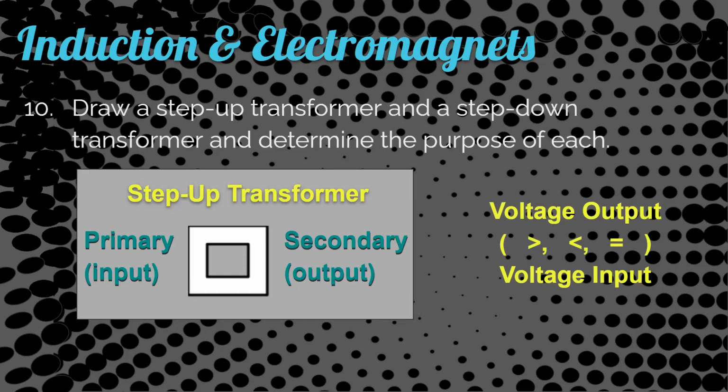If you have a transformer question, be able to draw or recognize from a picture whether you're looking at a step-up or step-down transformer. This one says to draw a step-up transformer. That means I need to draw a transformer that has more loops or windings on the secondary side than the primary side, something like this. When I draw it like that, I know also that it's going to step up my voltage, so I'm going to have more voltage on the output than on the input.